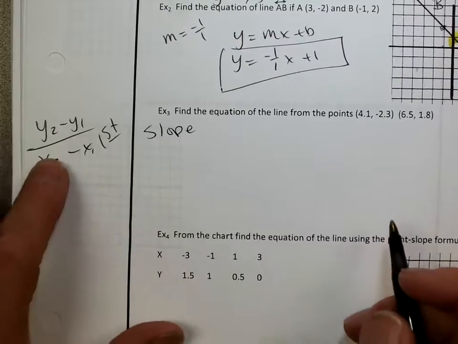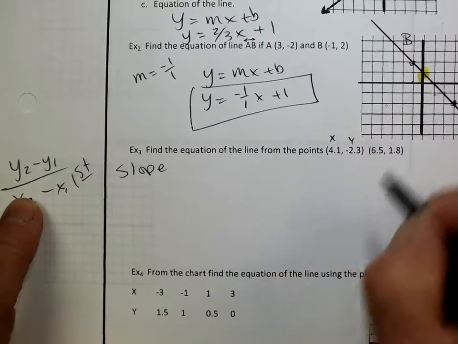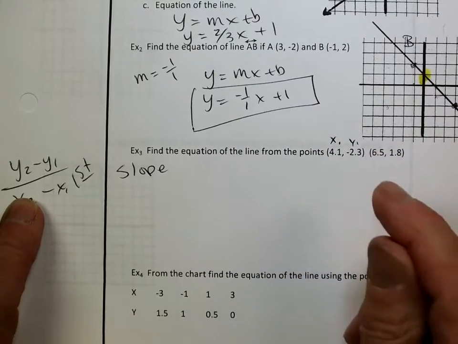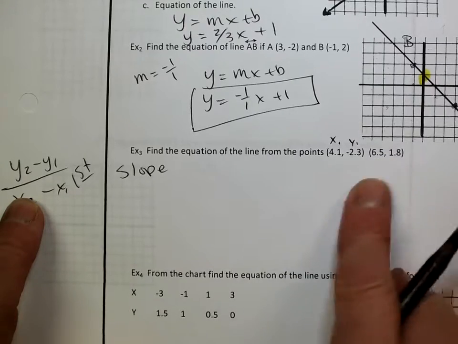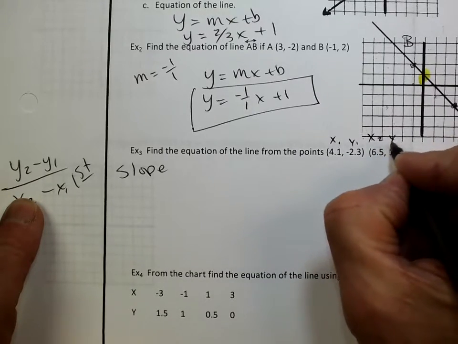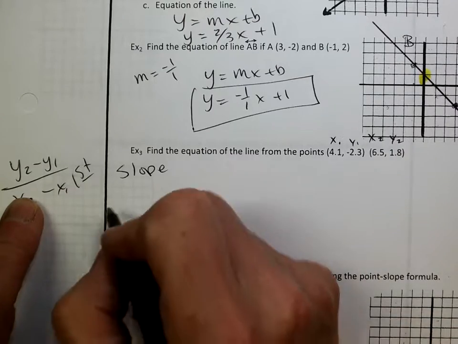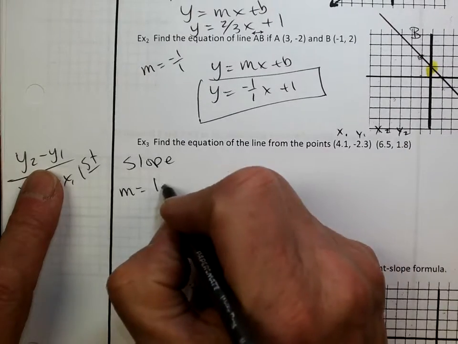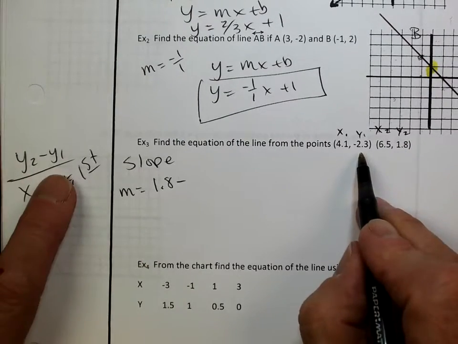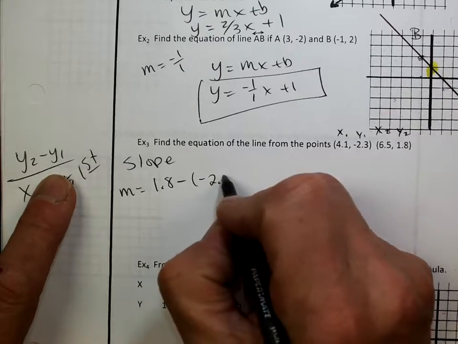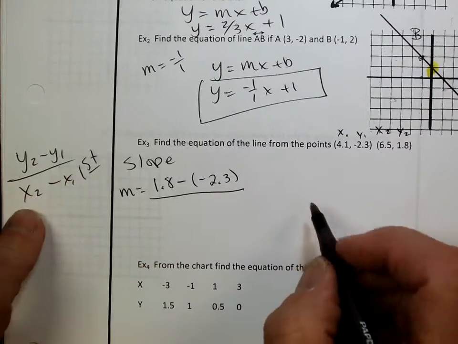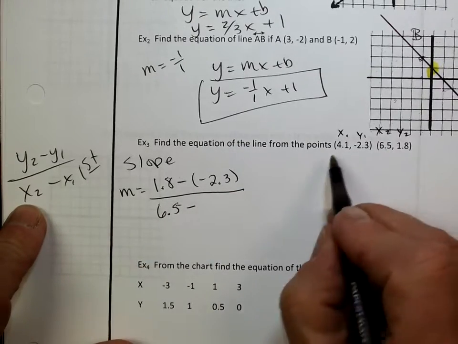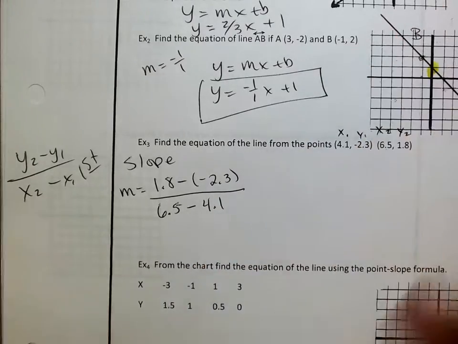Anyway, let's find the slope. So how does this formula work? Well, every point has an x and a y value. If I call this the first point, then that would be x1, y1. If I call that my second point, then that's x2, y2, right? So if I use my formula, I'm going to go y2, which would be my 1.8, minus y1, which would be a -2.3, all divided by x2, which would be a 6.5, subtract x1, which is a 4.1. All right, decimals. Okay, I can handle that because I have a calculator.